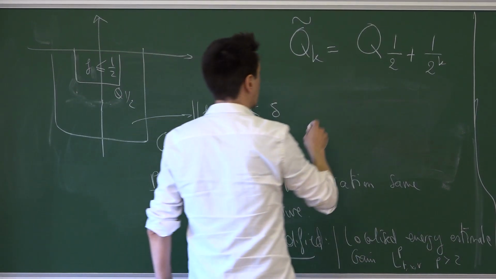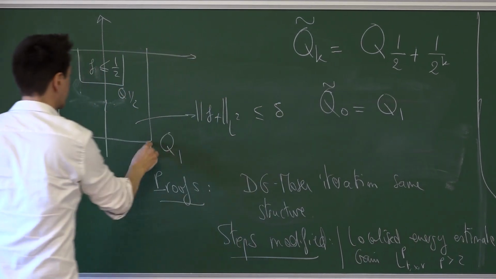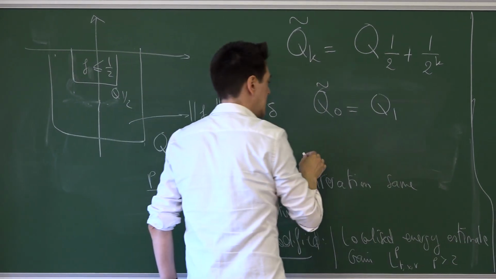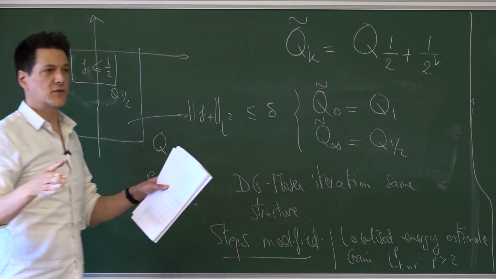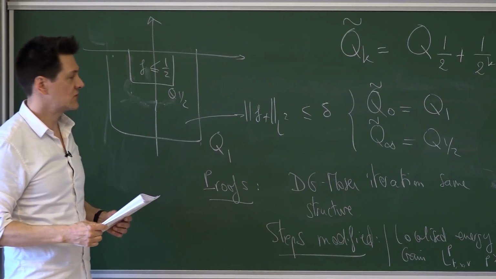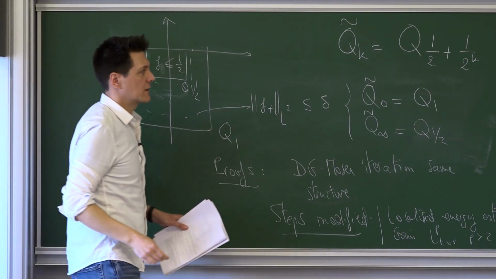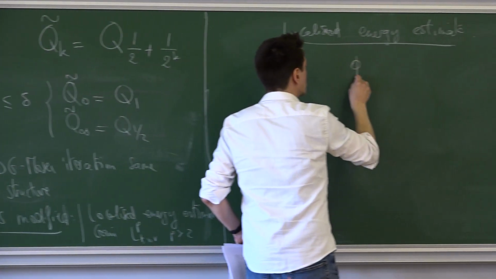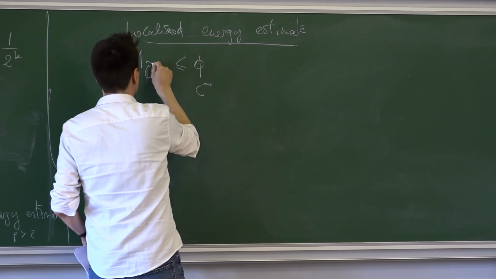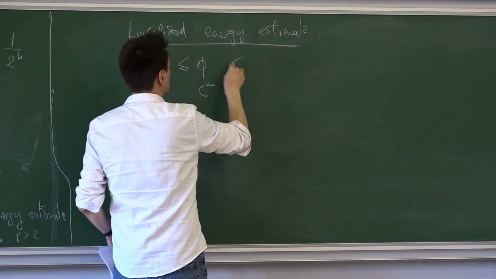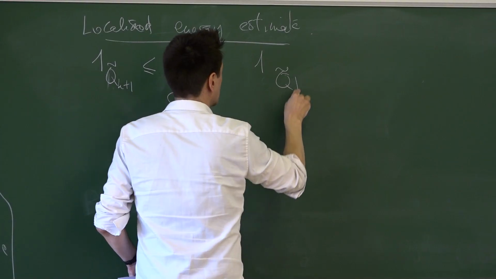So you see that the first one is Q1. You start here. And the infinite one is Q1/2. That's exactly the equivalent of my sequence of balls in the De Giorgi initial paper. Okay, so you have a sequence of cylinders that get closer and closer to the final one. And here you take a smooth localization function that is 1 on the Q tilde K plus 1 cylinder, and whose support doesn't get away from the Q tilde K.